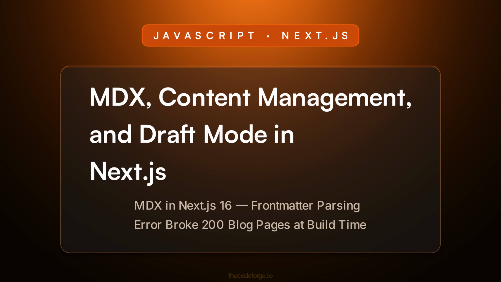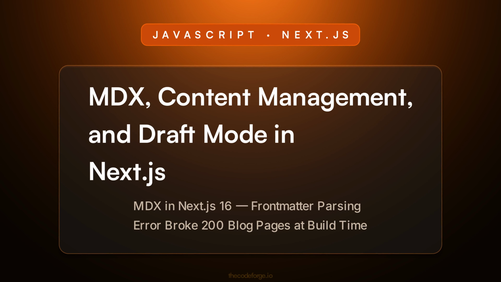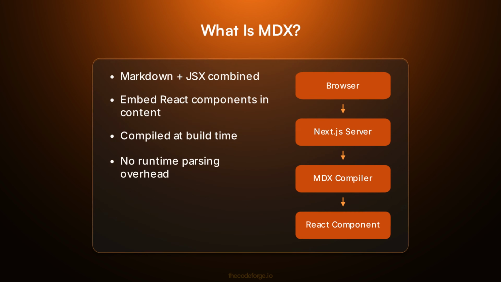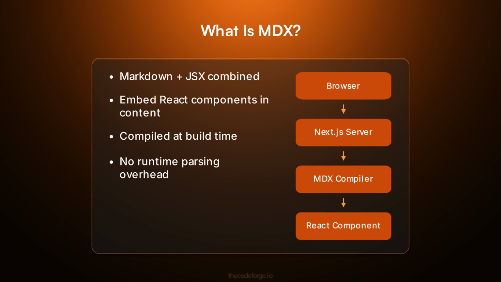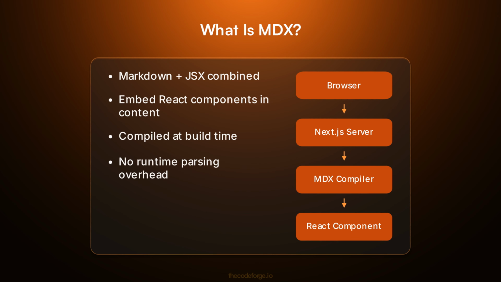Let's break down MDX, content management, and draft mode in Next.js, how it works, and the exact mistake behind that failure. MDX lets you write content in Markdown while embedding React components like charts or callouts. Next.js compiles MDX files into React components at build time, which is fast, but means any error in a single file can break the entire build.